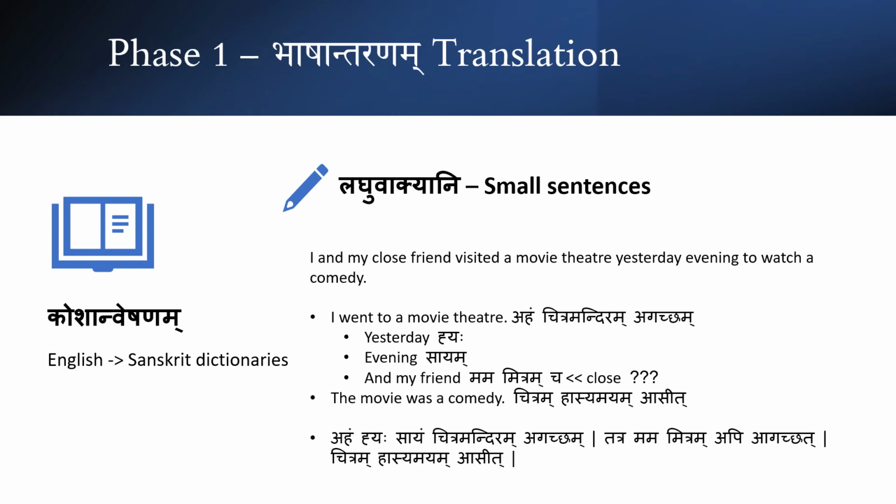Then we'll add tatra mama mitram api agachat, which means my friend also came there. So this is an additional sentence. We don't need to use the dvivachanam, so we can keep using the ekavachanam. So what we are doing is breaking that sentence into another sentence, to keep it simple. Now the third one we can use again, which we have already seen. Chitram hasyamayam asit. So this way we can break it down and make simple sentences to convey the message.